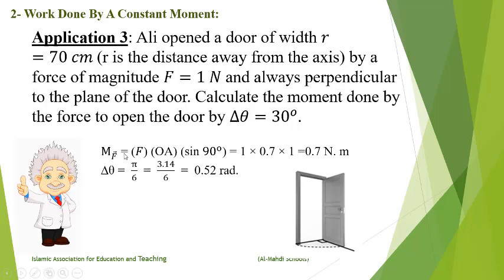In order to solve such an exercise, we said before that the work done by a constant moment is just the moment times delta theta. Then first let's find the moment. This moment is exactly F times OA times sine 90, because it's perpendicular to the plane of the door. F is 1, OA, or r, is 0.7. It's 0.7 Newton meter. Delta theta should be in radians, then it's pi over 6. Pi is 3.14 over 6, it's 0.52. The work then is given as moment times delta theta, 0.7 times 0.52, and the last answer is given as 0.366 joules.